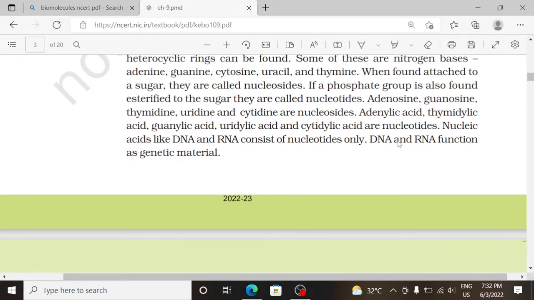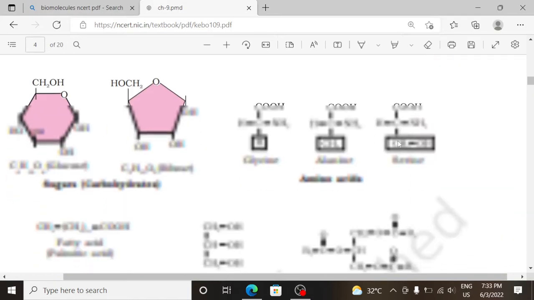Adenylic acid, thymidylic acid, guanylic acid, uridylic acid, cytidylic acid are nucleotides. Nucleic acids like DNA and RNA consist of nucleotides only. DNA and RNA function as genetic material.